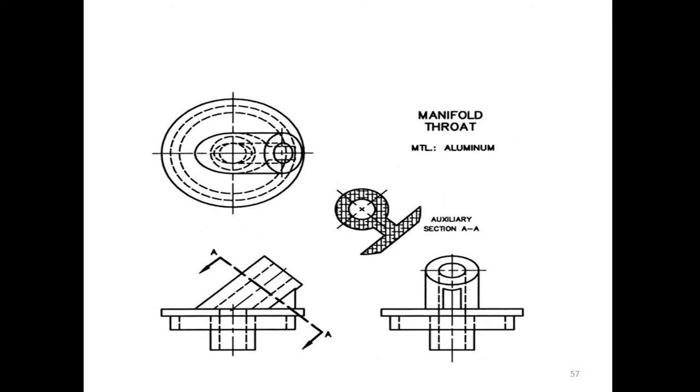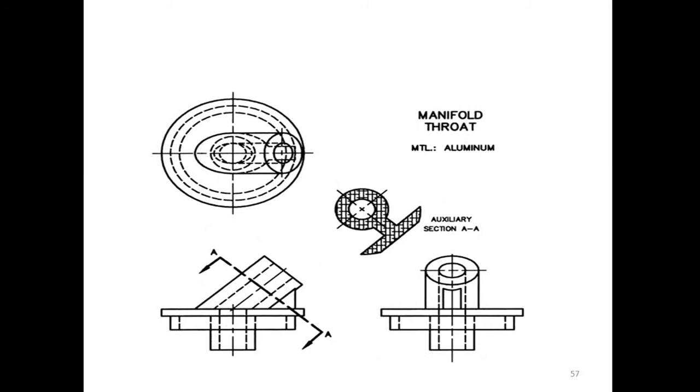Again, it is one of the manifold throat. The material of the component is aluminum and its three views are shown in the figure: front view, side view and top view. Again it is the third angle method, so the right hand side view is there and the top view is drawn on the top surface as per the standard method of third angle projection.